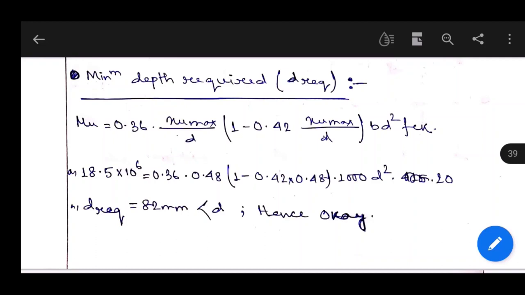So from this, d required is equal to 82 mm, which is less than the depth which we have considered, hence it's okay. That means the depth of the section which we provided is greater than the required depth. That means the section is safe regarding depth consideration.